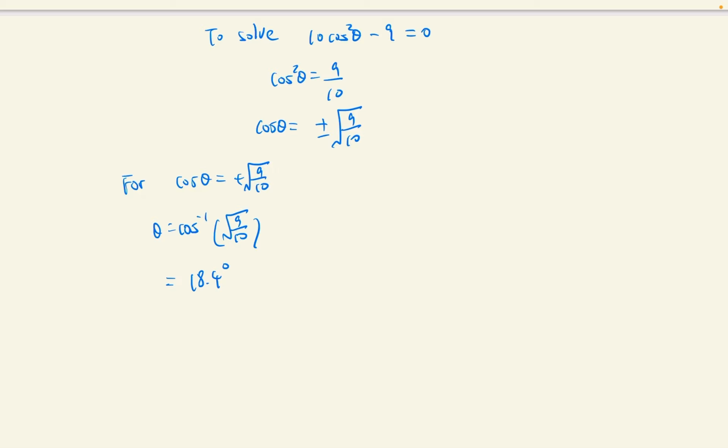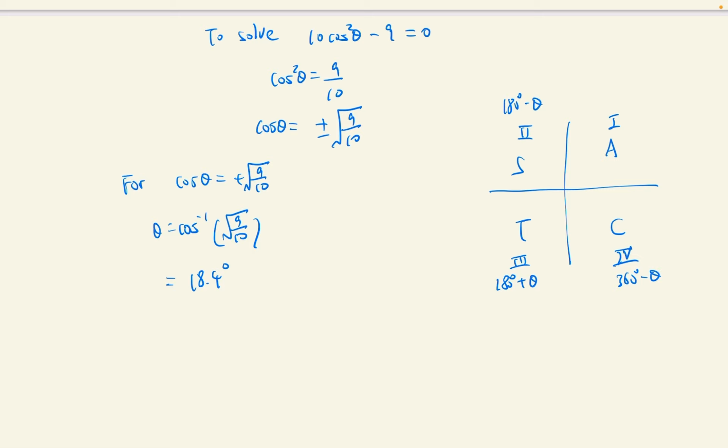But we have more than one answer. We have to apply the CAST graph, with quadrants 1, 2, 3, and 4. To remind you guys, in quadrant 2 only sine is positive, so it is 180 minus theta. For the tangent, quadrant 3, only tangent is positive, 180 plus theta. And in quadrant 4, only cos is positive, which is 360 minus theta.